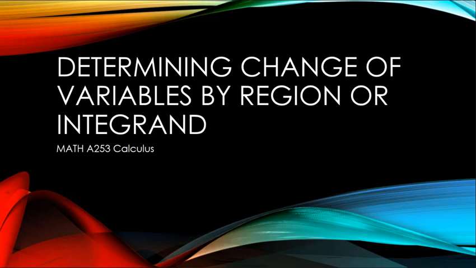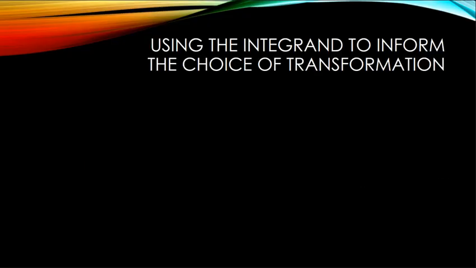Figuring out how I want to change my variables can be a little challenging on occasion, and I don't want to just guess at it. So I'm going to look at the region or the integrand for clues about the kind of change of variables I might want to make. So I'm first going to talk about using my integrand in order to help me choose the transformation I need.